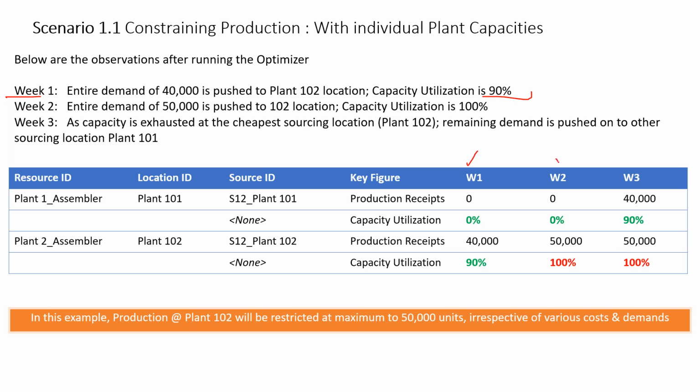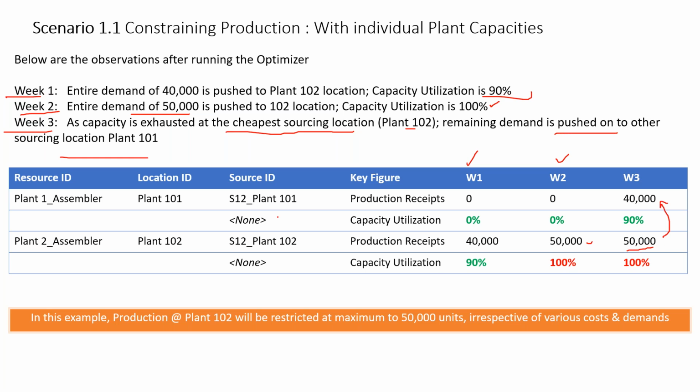And what happened on week two? 50,000 is the demand. So the entire demand of 50,000 is pushed to 102 location. Capacity utilization is 100%. That means yes, it reached its maximum. Okay, now let's see what happens on week three. Week three, the demand is 90,000, but at the 102 location, the entire capacity gets exhausted at the cheap sourcing location. That means it can do only 50,000. And what is remaining now? 90,000 is the demand. 50,000 can be done in 102. The remaining is 40,000. So that 40,000 will be pushed onto the other sourcing location, 101.